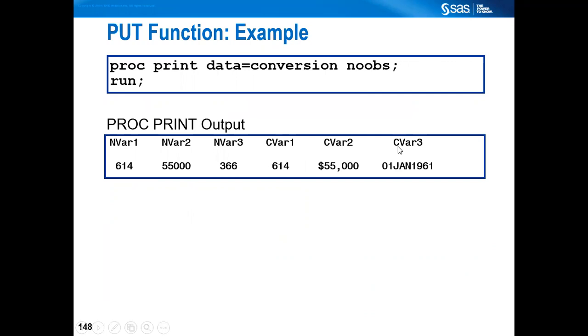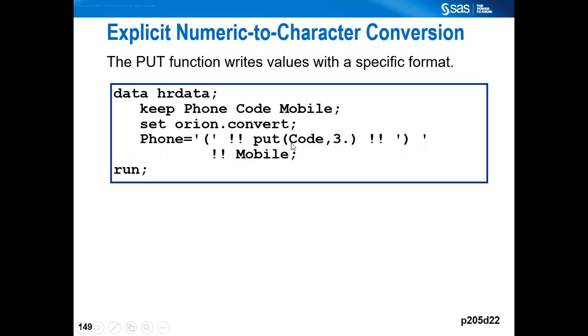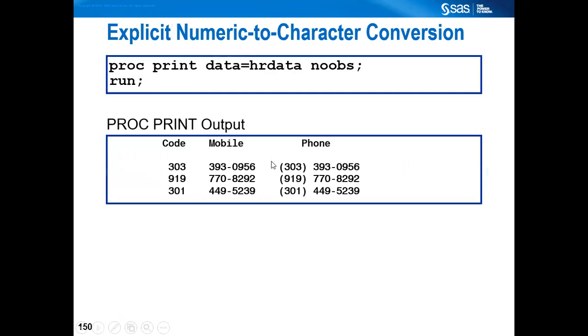Got it now? These were original numbers. Because you use the PUT function with a format, it applied that format and it's showing as character. All right? So again, in our example, we use the PUT function for the area code with 3. as its format. Of course, you're concatenating with these special signs and concatenating with mobile. So your output will come in this form.